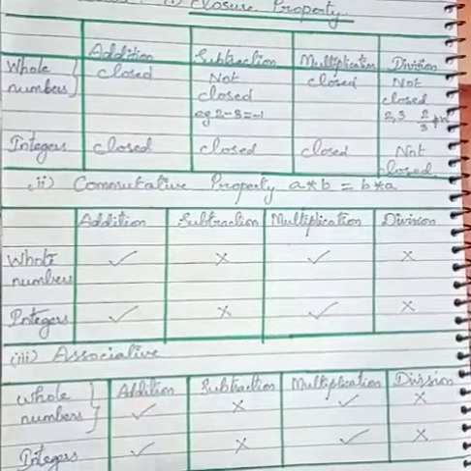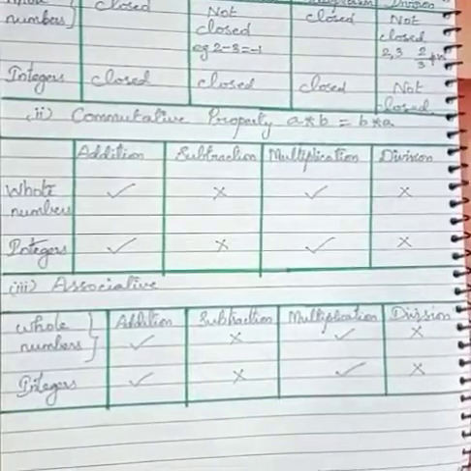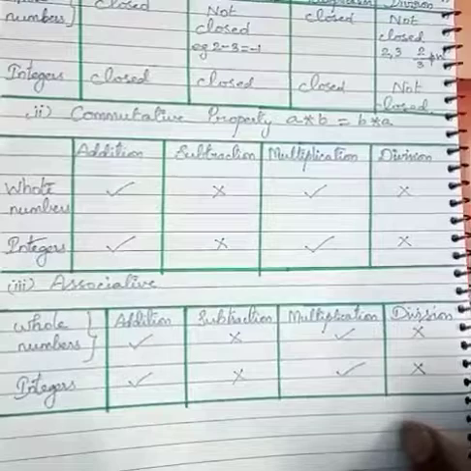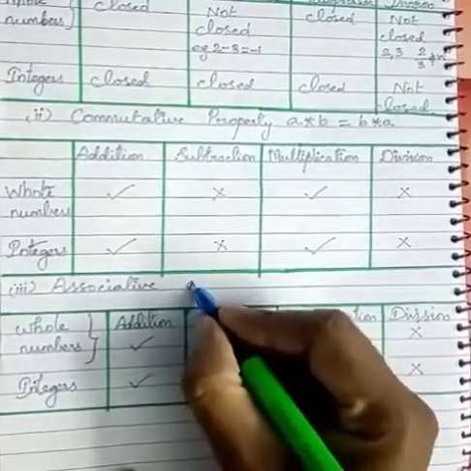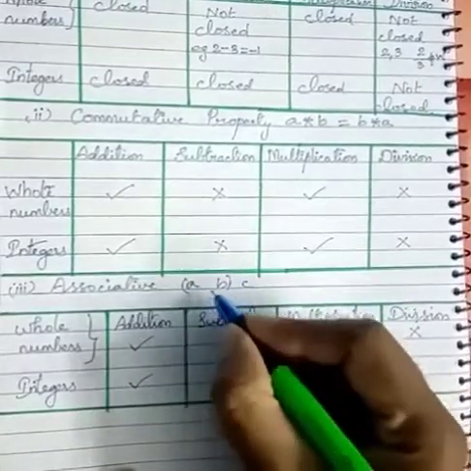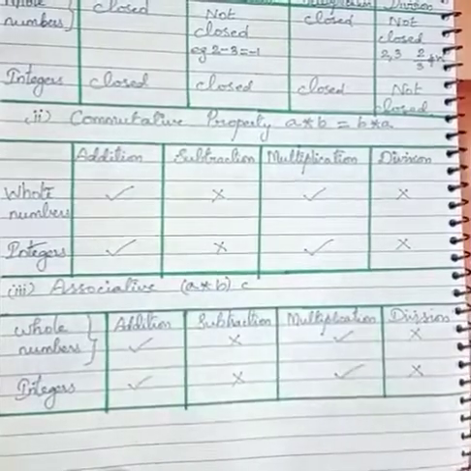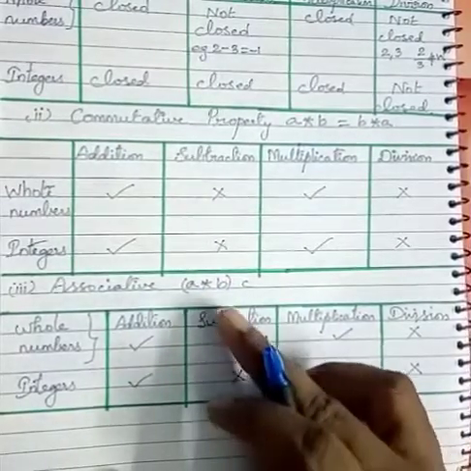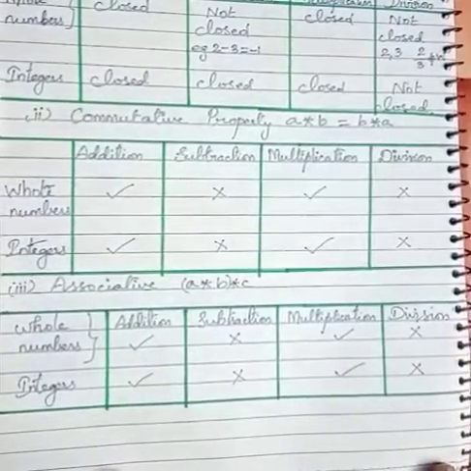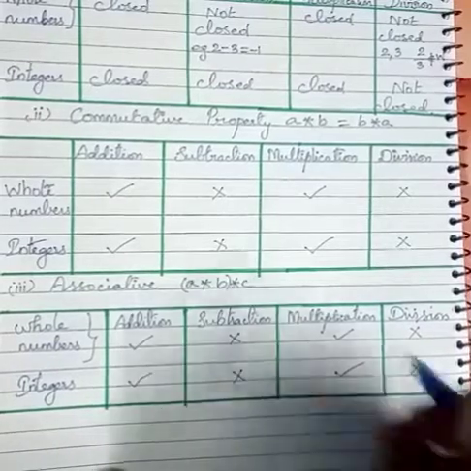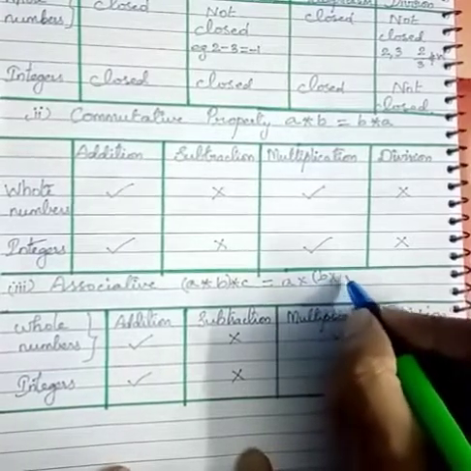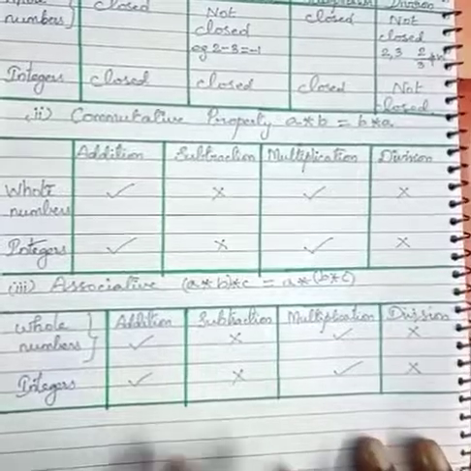Next one is associative property. For associative property, we need three elements. So what is associative property? We consider three elements A, B and C. First you operate A and B with the given operation like addition, subtraction, multiplication or whatever it is given. Then the resultant element is again operated with C. That is (A star B) star C. If it is equal to A star (B star C), then it is called associative property.